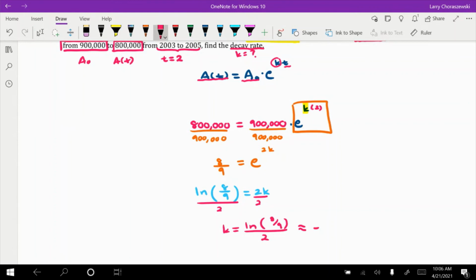So negative 0.059. That would be our decay rate. And we could actually express this as a percent, minus 5.9%, which means that the population is decreasing by 6% each year.